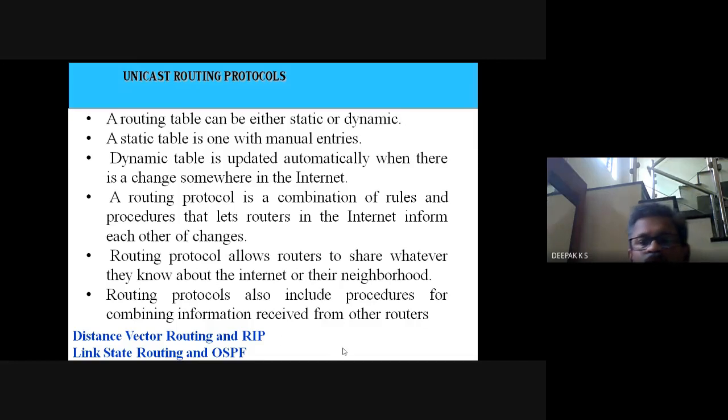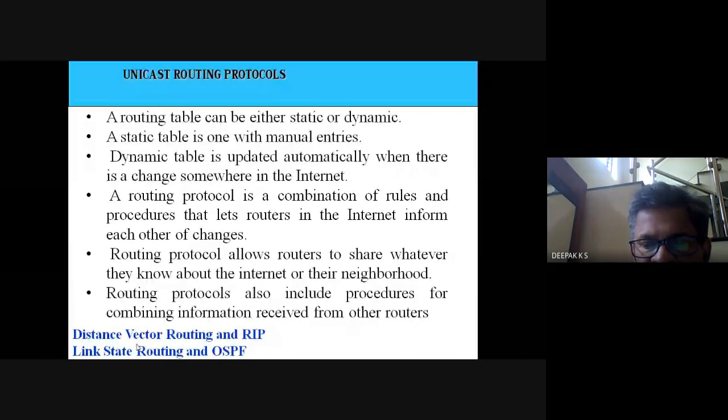The routing protocols also include procedures for combining information received from other routers. So it also permits combining information from other routers. This is the set of protocols which we will look at. RIP is a distance vector routing protocol. Then OSPF is a link state routing protocol, and BGP is a path vector routing protocol. So we need to study these 3 types of routing protocols.